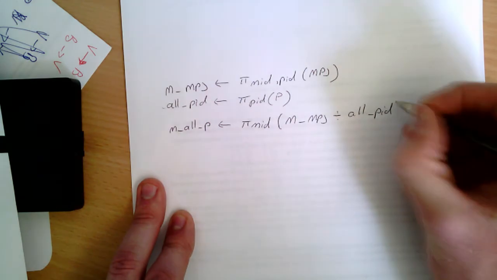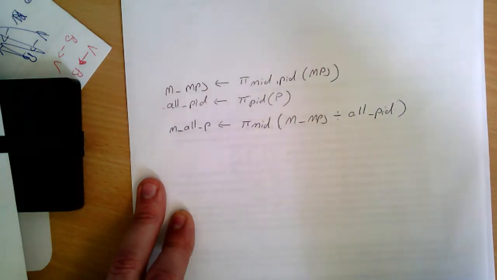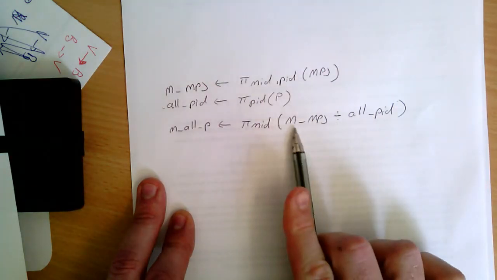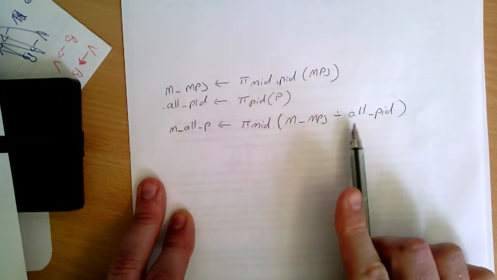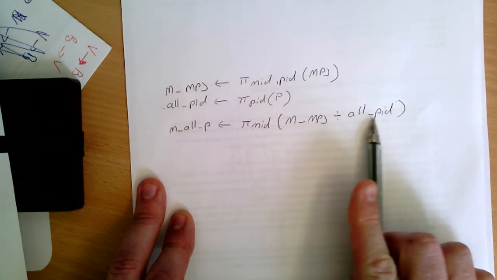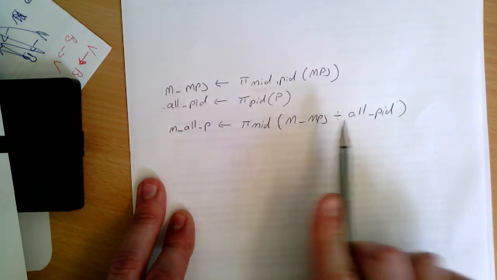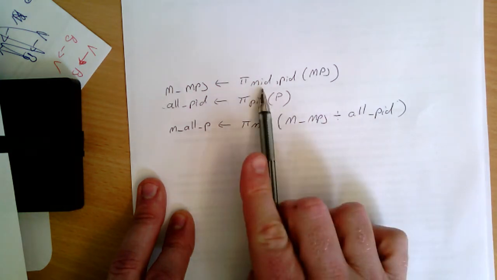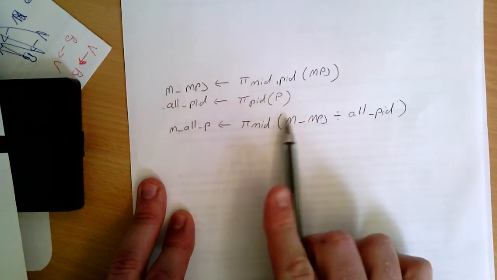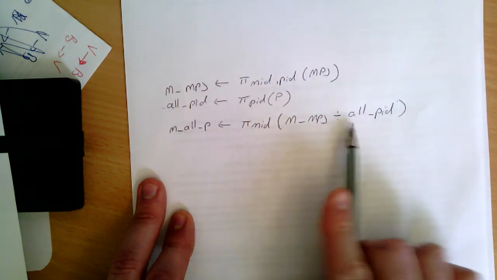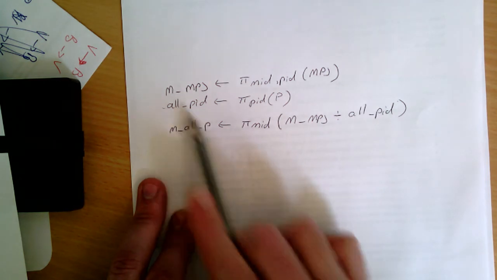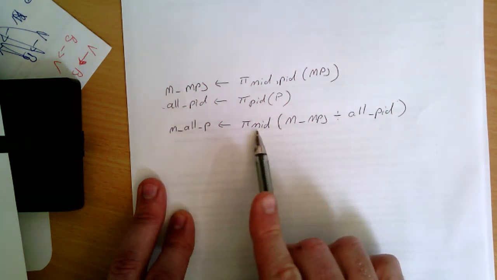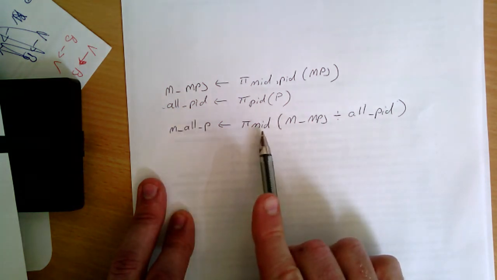If we close that bracket up, here we're only going to get records from our m_mpj result that have a match to all records in the all_PID. So basically we're going to get MID, PID pairs from this intermediate result that have corresponding records to all of these records here. And then we project there just to grab the MID.